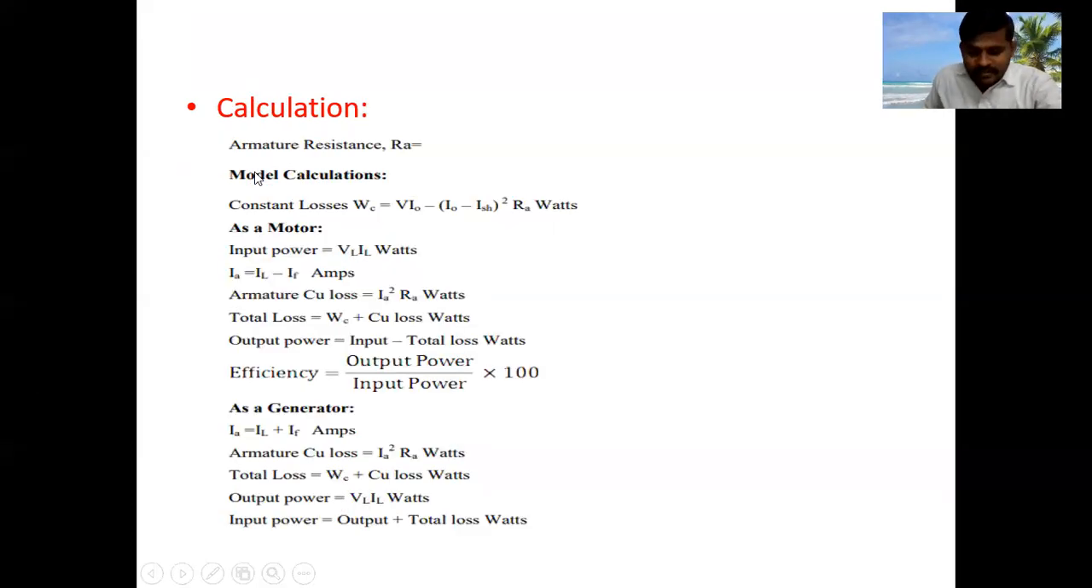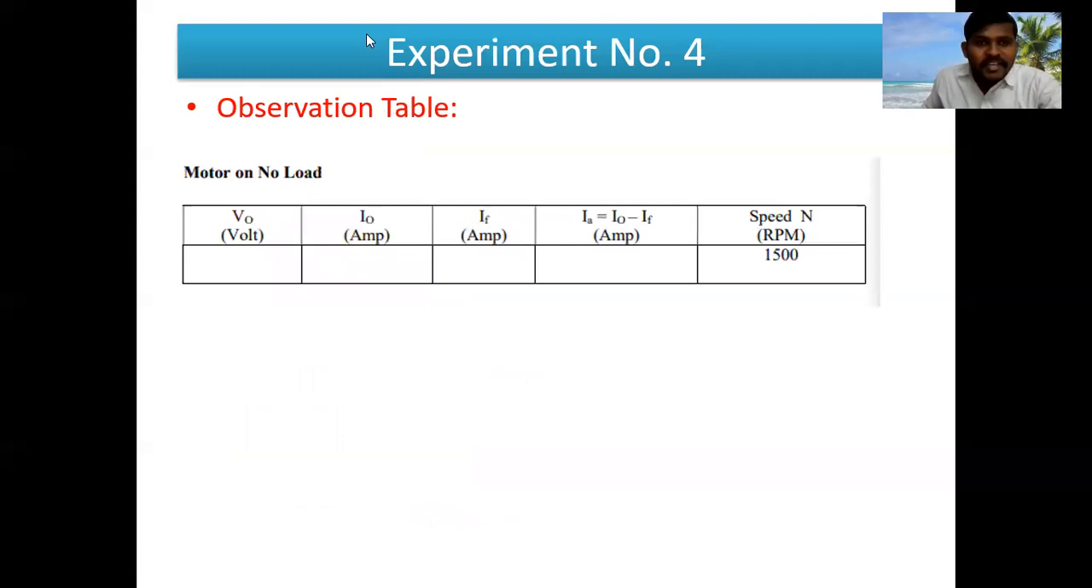See, observation table. We have taken the reading when the machine was running on no load condition. So we have taken, what is the voltage reading? किती आलं होतं? 200. So no load current I0, मोटरचा नो लोड करंट 2.5. Field current of the machine, 0.993, लिहा.